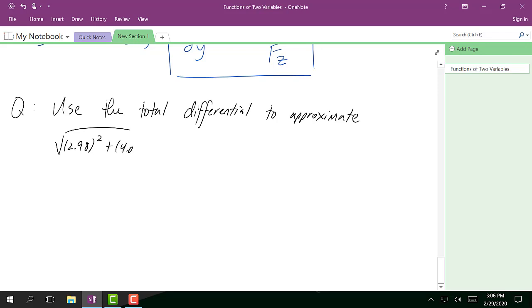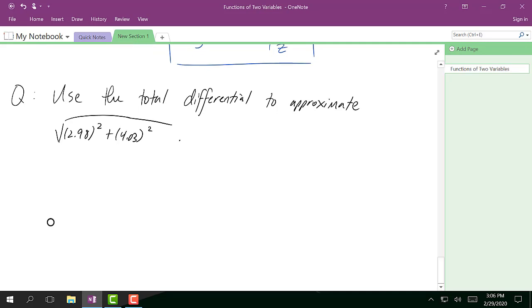plus 4.03 squared. So let's say you didn't have your calculator, your phone, laptop, computer, whatever, and you were trying to find this value right here. Well, it's actually kind of a difficult thing to do, right? And so we're going to use the total differential to approximate this value.